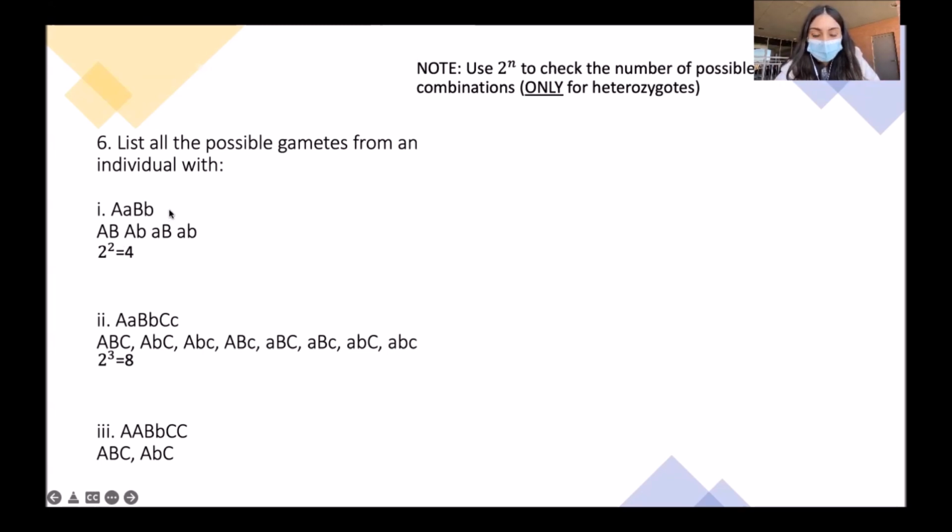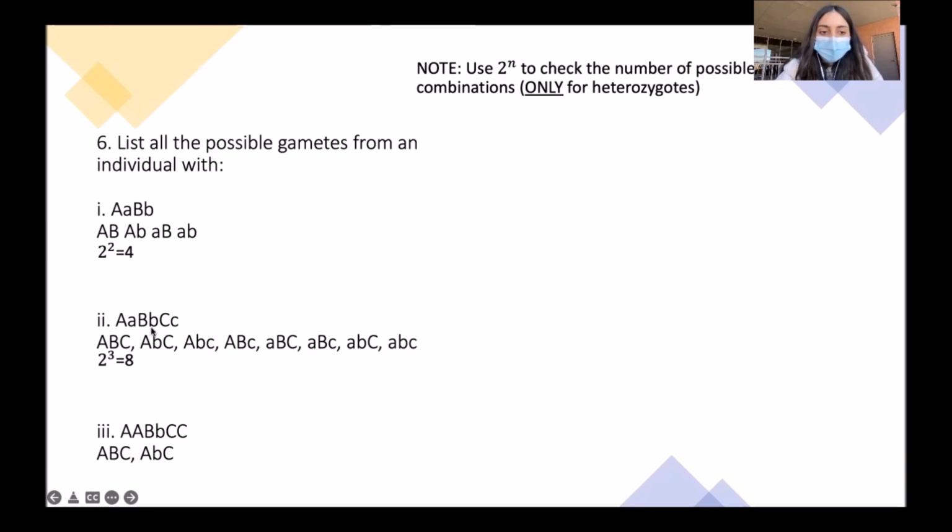So here we have big A, big B, little b, big C, little c. So we're going to cross them. Big A, big B, big C, big A, little b, big C, big A, little b, little c, big A, big B, little c, little a, big B, big C, little a, big B, little c, little a, little b, big C, and little a, little b, and little c.